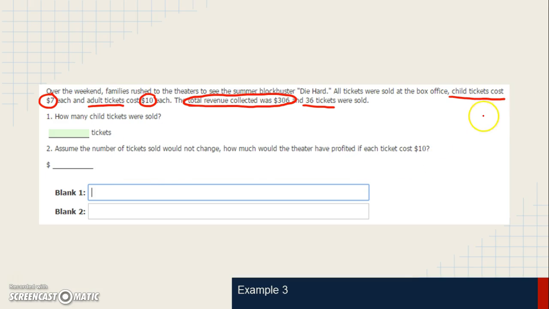Well, we're not sure how many child tickets were sold, so we'll label that. Number of child tickets is going to be C, and number of adult tickets is going to be A. So I'll go ahead and write my equations. The first I will write is my tickets equation, all my underlines. So my child tickets plus my adult tickets is equal to 36 total tickets. Then I can write my revenue equation. $7 for each child ticket plus $10 for each adult ticket equals $306 of revenue.